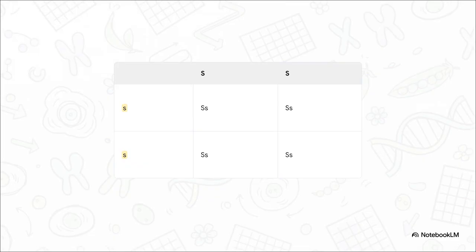So here we go. We're crossing a homozygous short-haired cat, that's big S, big S, with a long-haired cat, which is little s, little s. And what's the result? Well, would you look at that? Every single kitten in this first generation, the F1 generation, has the heterozygous genotype big S, little s. And because that short hair allele is dominant, they all have a short-haired phenotype. Wild, right? They're all carrying the code for long hair, but you'd never know it just by looking at them.